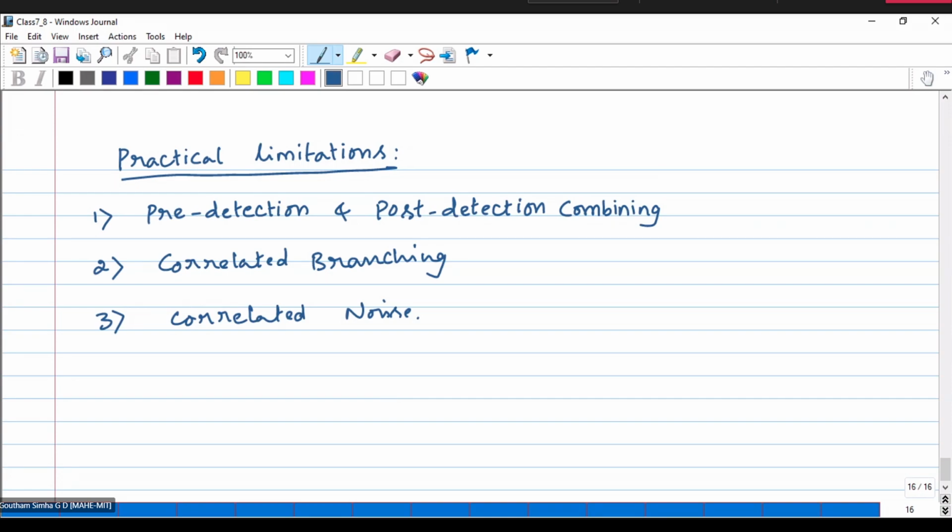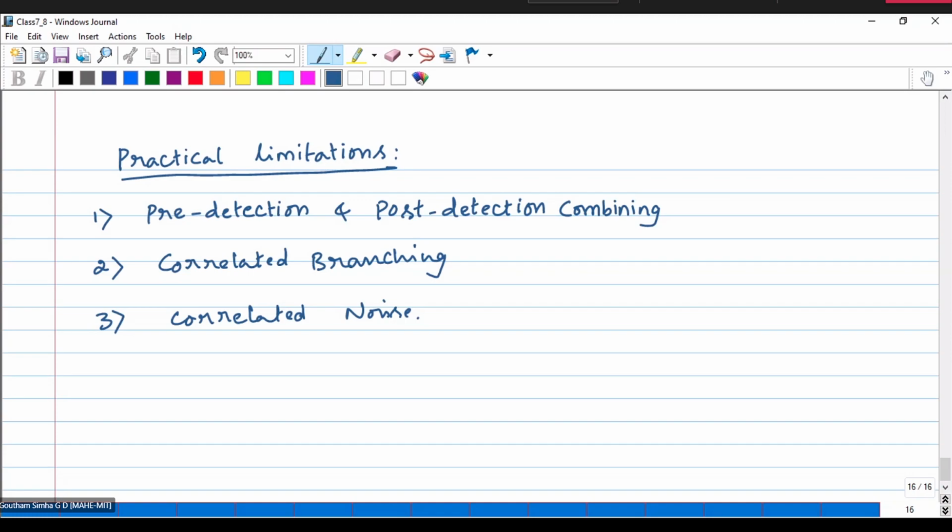So first thing, pre-detection and post-detection combining. This is with respect to the receiver. Combining, whatever you say, pre-detection and post-detection combining. So the diversity receiver is performing post-detection combining. What is that? Post-detection combining means the signals are detected before combining. That's all. Now what happens in this?